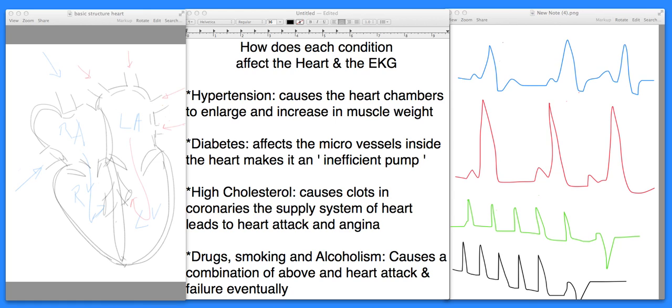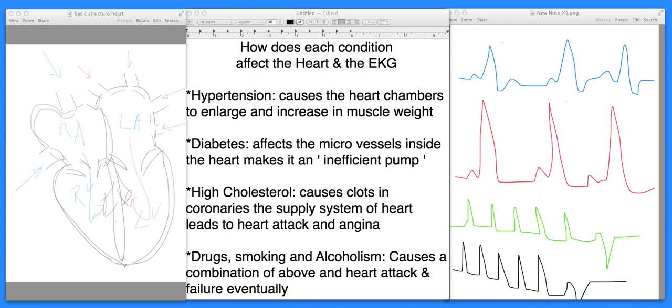Diabetes patients will have microvascular disease, and therefore it becomes a very inefficient pump. And as a result, the vessels within the heart that are supplying the heart, remember, the heart supplies the body, but the heart has its own supply, and those supply vessels can suffer damage. And as a result, it can show up on the EKGs as a scoop. We call it a scoop that develops like this, for instance. That's a scoop.